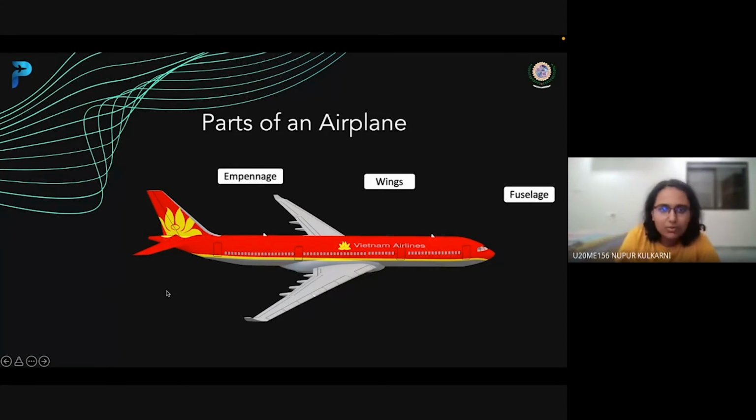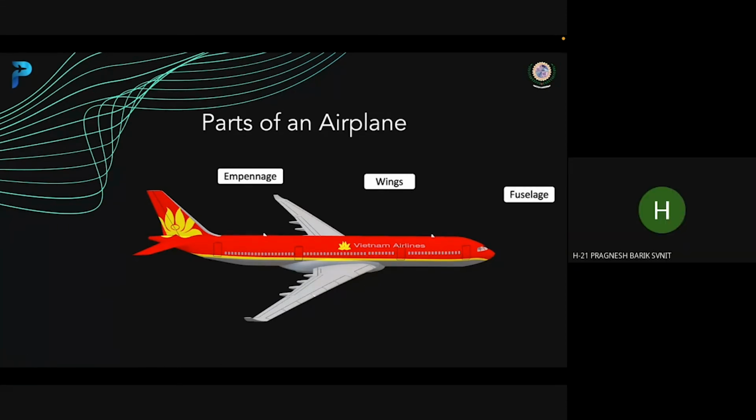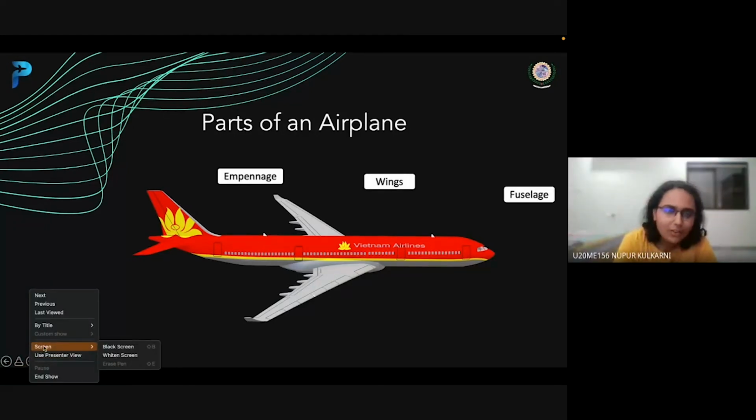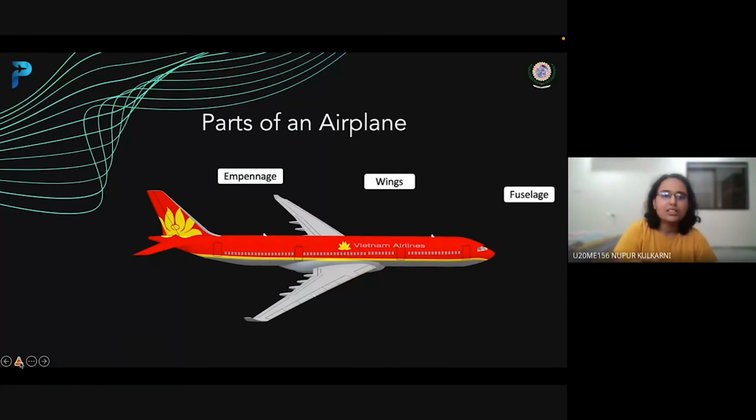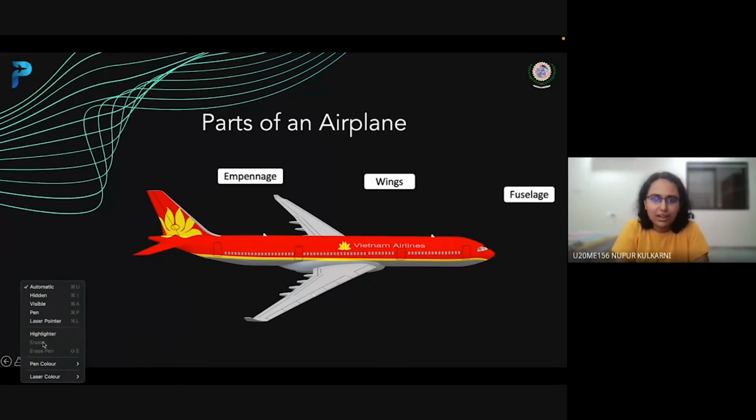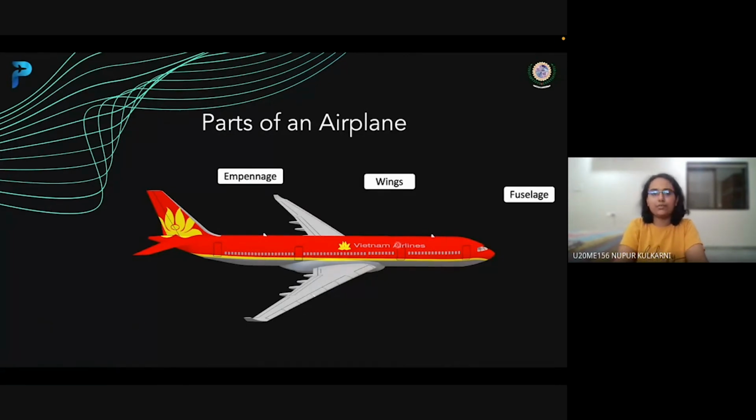Like mostly we know the long portion of that plane, the hollow cylinder. Right, it's a hollow cylinder. Okay. Now, in the image which you can see, it's a conventional passenger aircraft. In that, the place where passengers sit, that is the fuselage. So we can see the main body of an airplane is the fuselage.